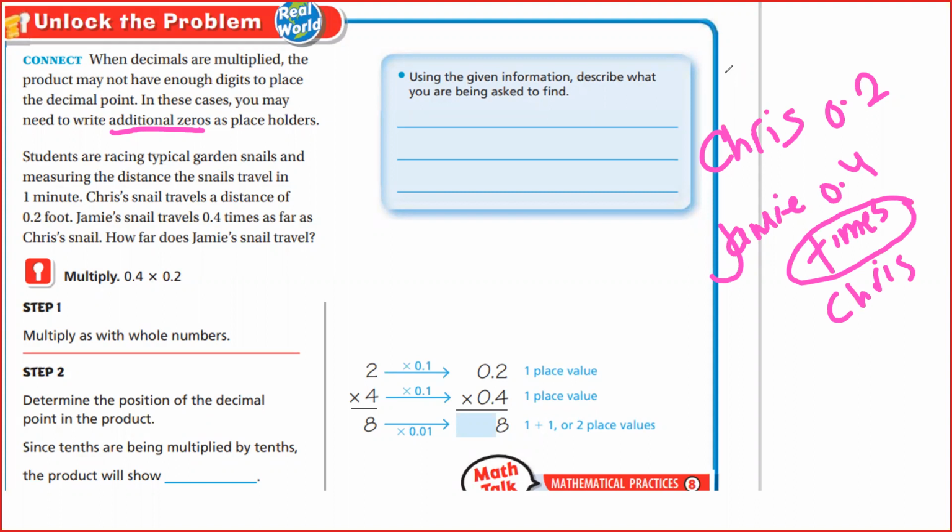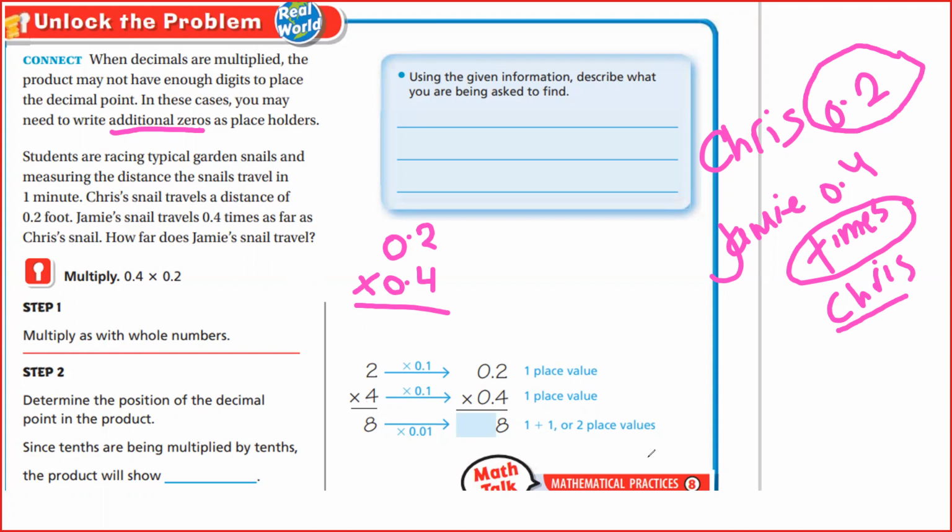So now, Jamie. They ask me now, how far does Jamie's snail travel? So what do you have to do? You have to multiply 0.4 by the distance of Chris, which is 0.2. So 0.4 times 0.2. The first step, you have to multiply as with whole numbers. Like we have 0.2 times 0.4, multiply them as whole numbers. So it's like 2 times 4, 8.